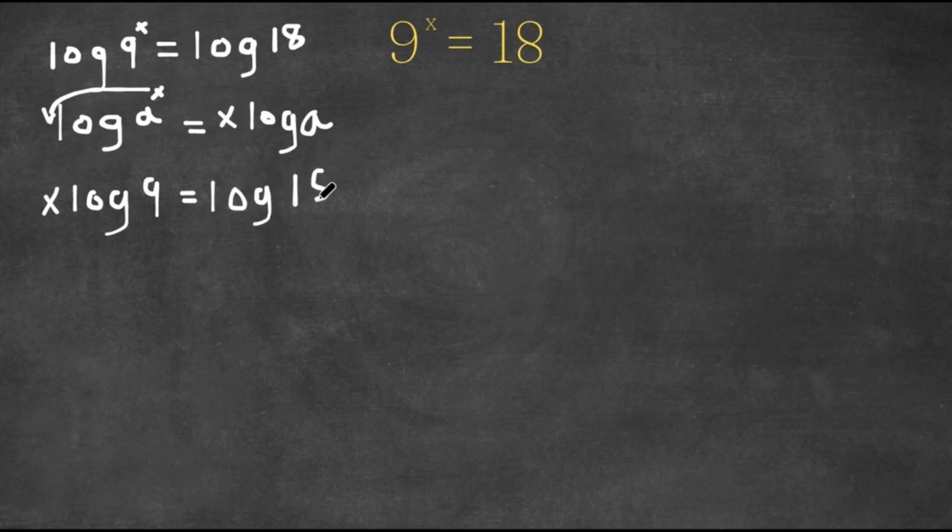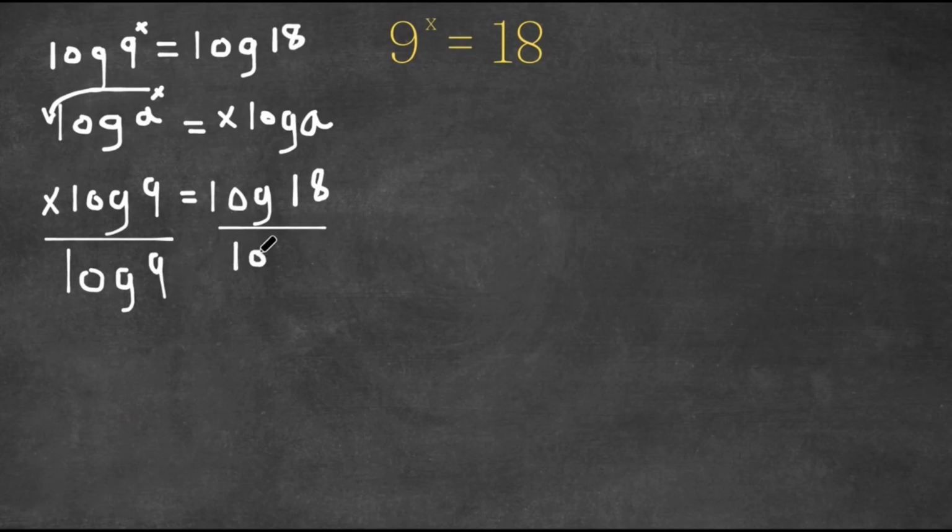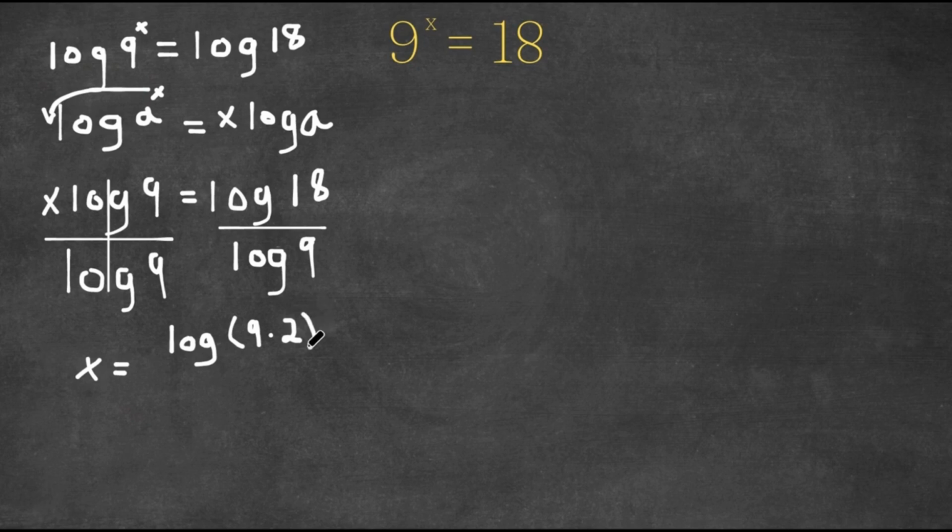Now if I divide both sides by log 9, these two cancel out, and I would get x is equal to log 18 over log 9, which is the same thing as log 9 times 2 over log 9.